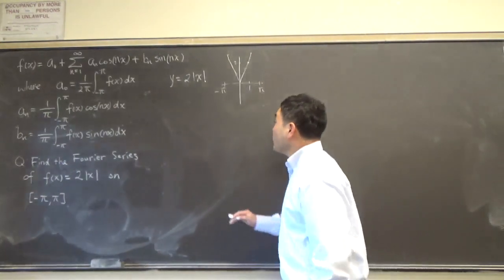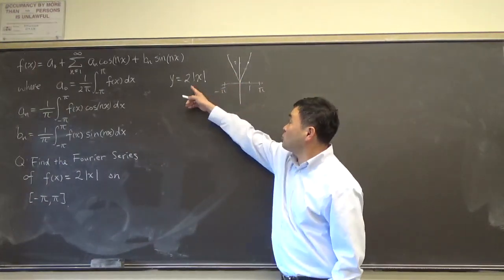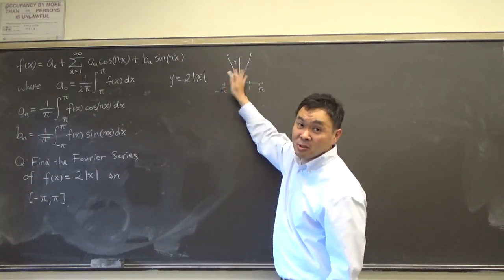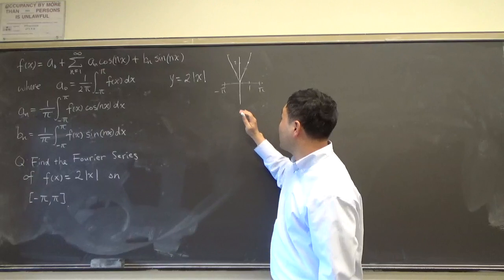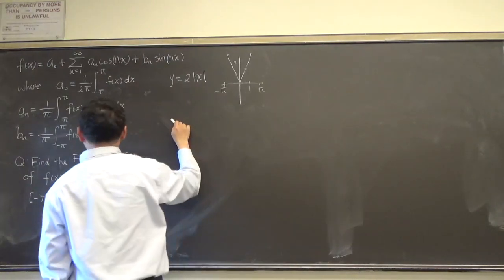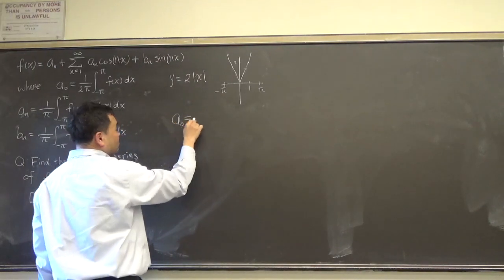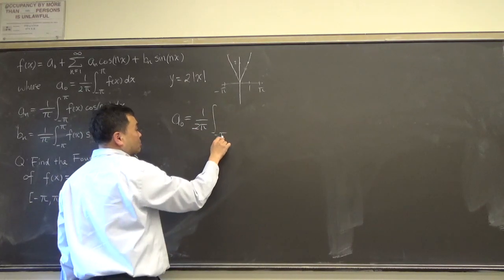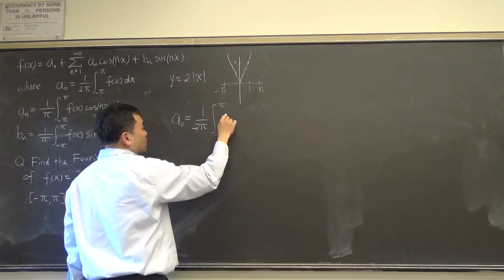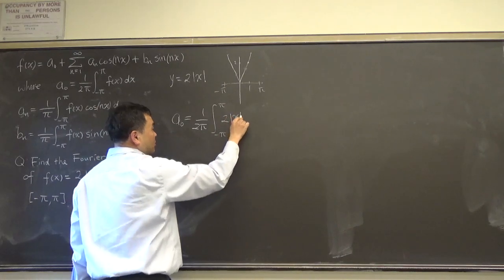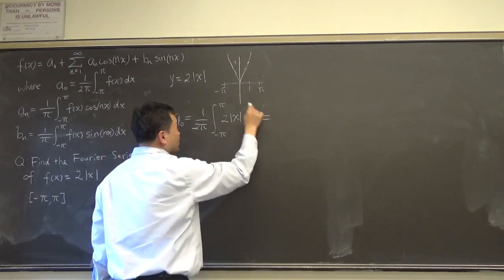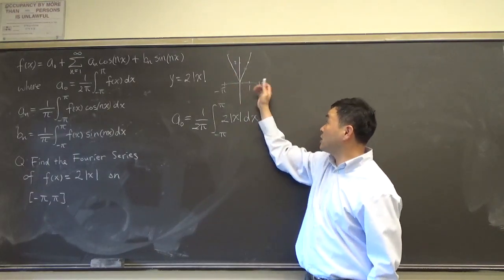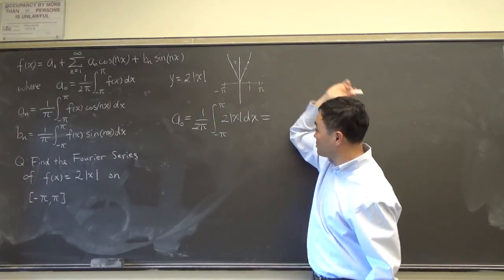Okay, so we have this 2 times absolute value of x function, which is an even function, as you can see from the graph. And because of that, you can calculate a0 as 1 over 2 pi integral from negative pi to pi of 2 times absolute value of x. We use the doubling trick because integration from negative pi to pi is the same as doubling the right side.